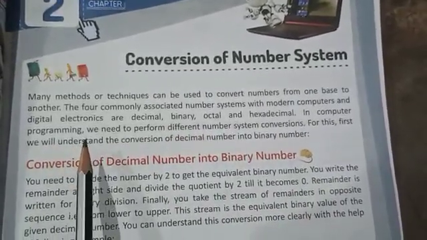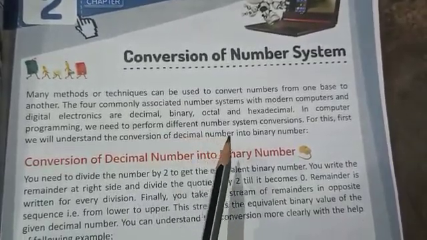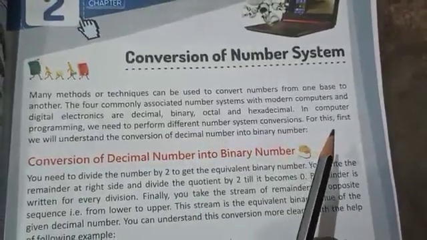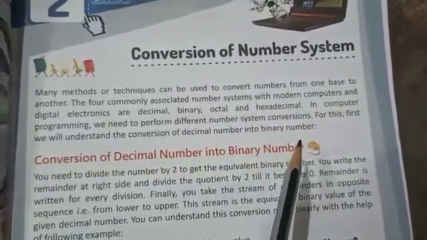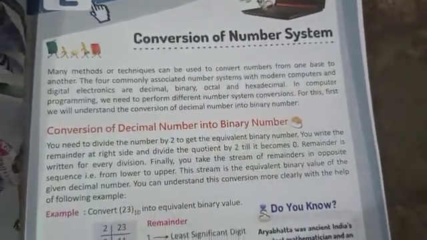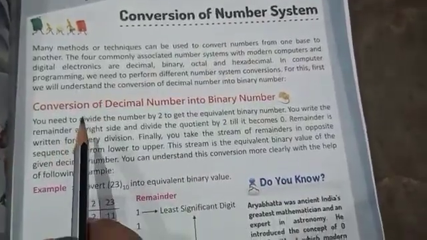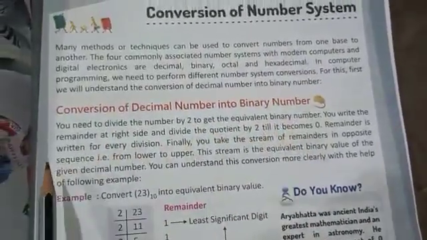In computer programming, we need to perform different number system conversions. For this, first we will understand the conversion of decimal number into binary number. So here, conversion of decimal number into binary number.